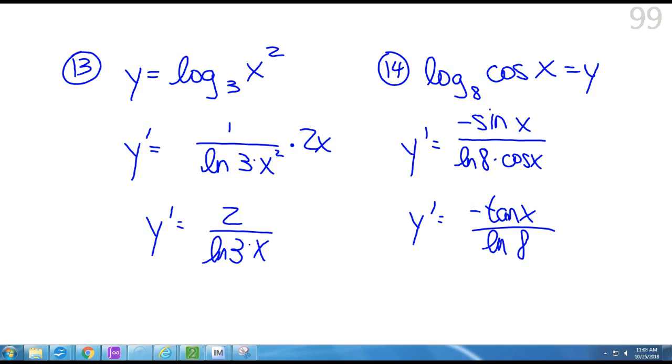How many had that? Even if you didn't simplify it to tan, how many got the sine or cosine term? Okay. You see why it's tan? Sine over cosine. One more.